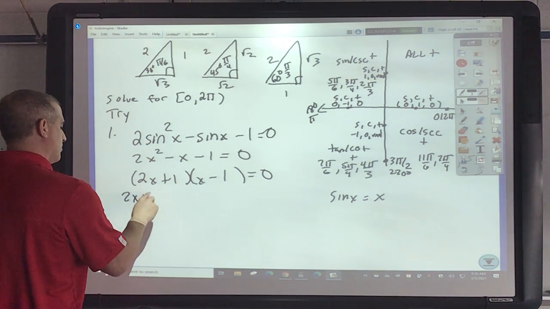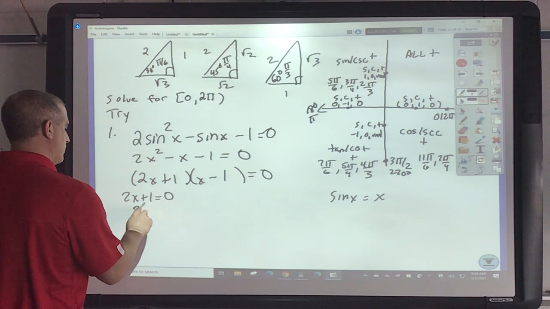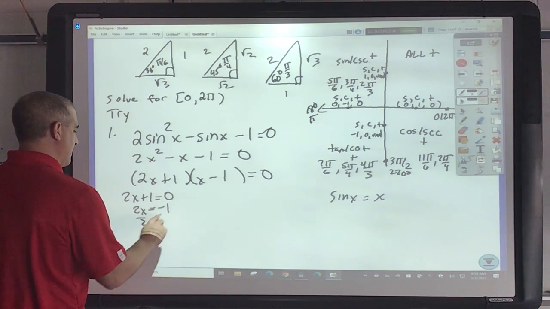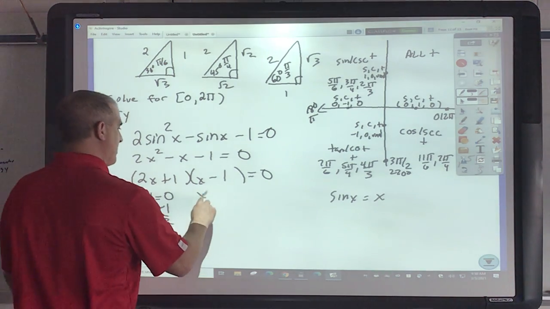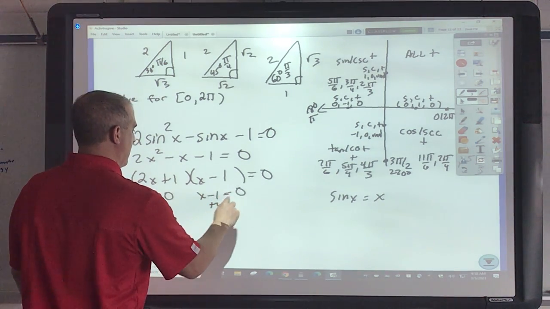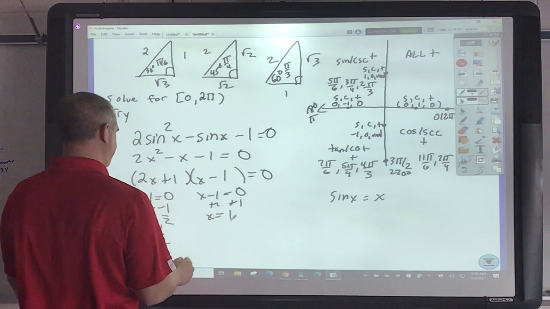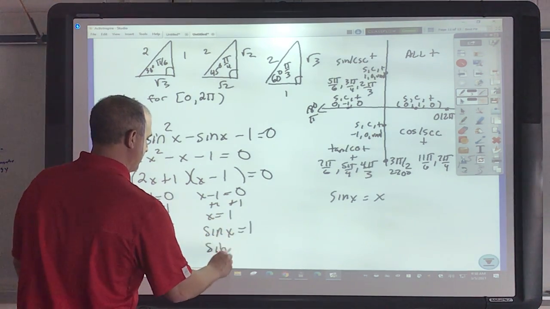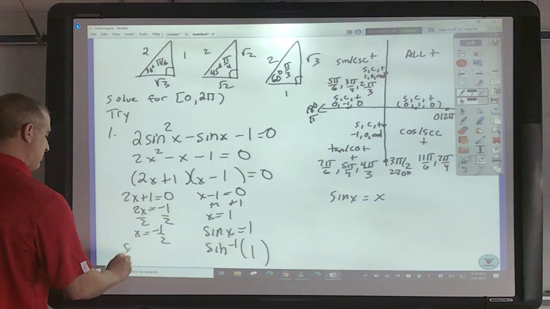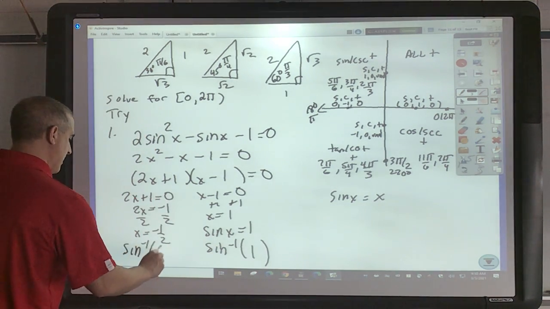So I got 2x plus 1 equaling 0. So I got 2x equals -1, divided by 2, I get x equals -1/2, okay? This one I would have x minus 1 equals 0. Add 1 there, I got x equals 1. Okay, bring back our sine. So sine of x equaling 1, inverse sine of 1. And this one, inverse sine of -1/2.